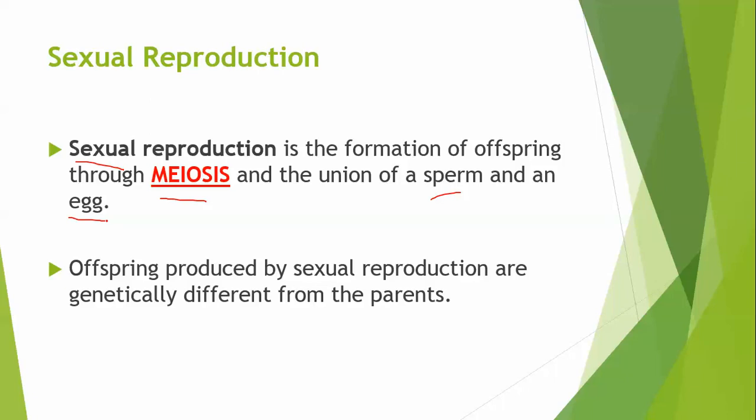And then offspring produced by sexual reproduction are genetically different from their parents. So you have different genes than your parents do. In mitosis, remember, they're genetically identical. So your skin cells are going to be genetically identical. Okay?